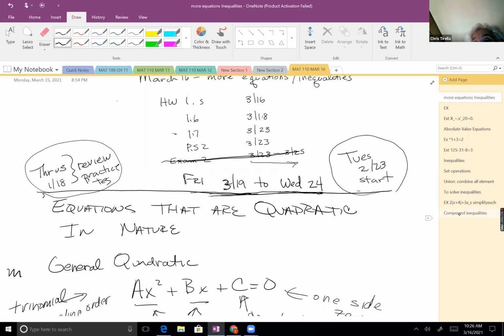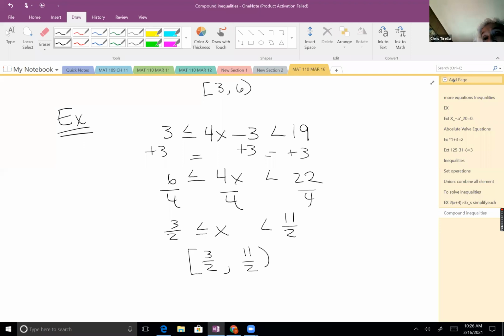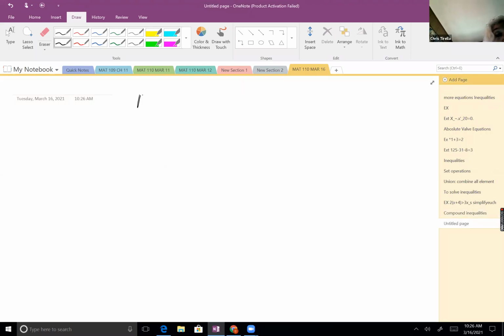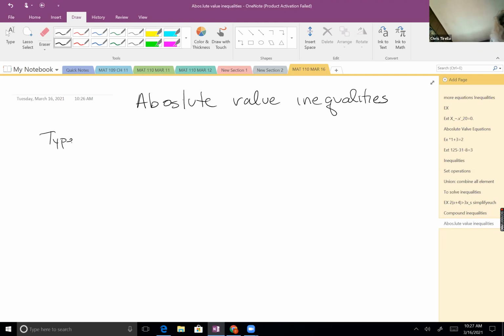Blackboard on that test. But now the last type of inequalities that we're going to solve are absolute value inequalities. And we're going to find that there are two distinct types of absolute value inequalities that we have to solve. And the first type is to say the absolute value of our variable is less than some quantity a.